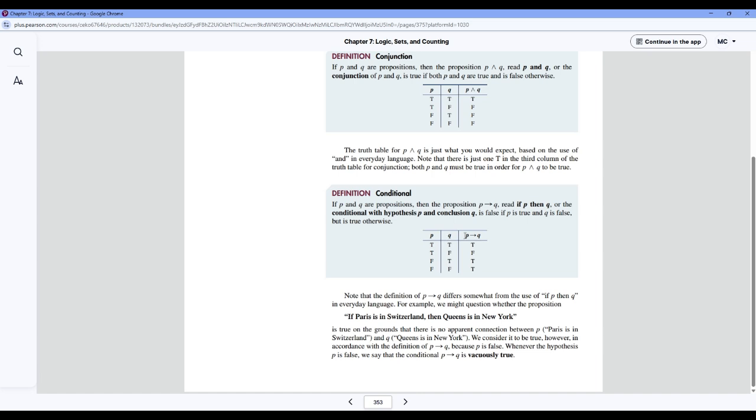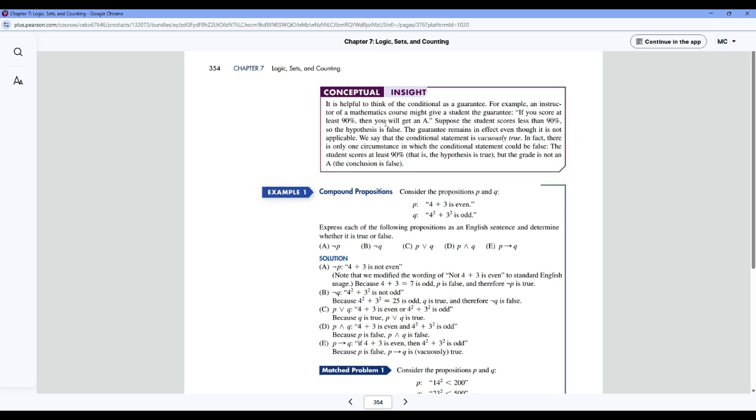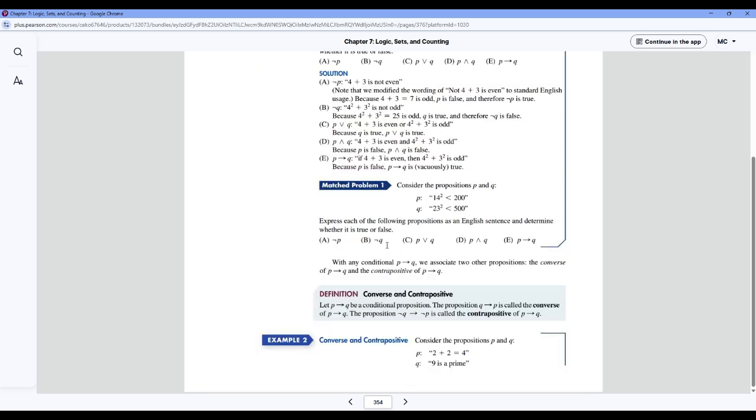Conditional. So here is if P, then Q. If P is true, then Q is true. If P is true and Q is false, then it's false. If P is false and Q is true, that's true. And false, false gives us a true. So let's see. If Paris is in Switzerland, then Queens is in New York. Paris is not in Switzerland, but Queens still is in New York. All right, okay, and then it just goes into problems, and here's our definition.